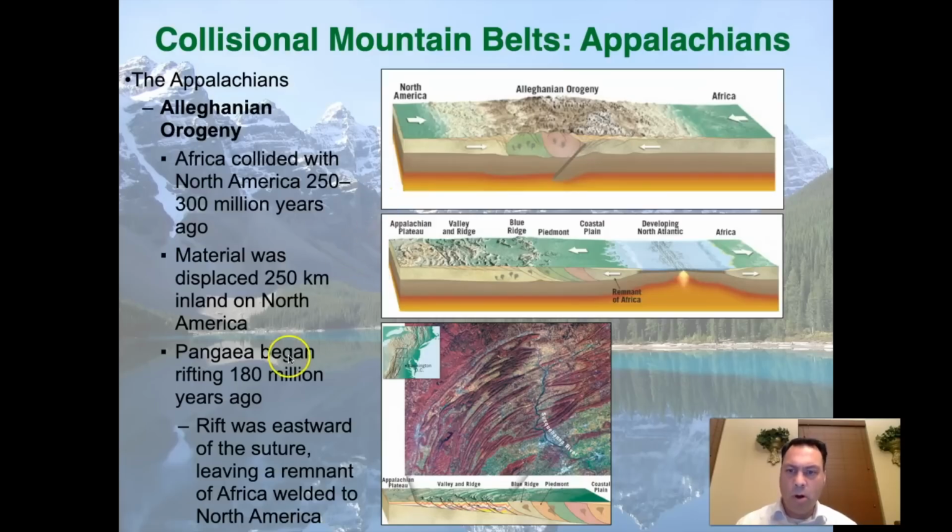Now, when it broke up, it didn't break up in the middle of these mountains. It didn't take advantage of this suture. In fact, what it did was it left the mountains behind and it opened up somewhere to the east. And so as a consequence, the rift was eastward of the suture, leaving a remnant of Africa welded to North America. And when we look at a cross-section of North America, here we see the Appalachian Plateau, the Valley and Ridge mountain range. Here we see the Blue Ridge, the Piedmont. These are features that people that live on the east coast of the United States would recognize very quickly. And then there's a coastal plain that is a remnant of Africa.